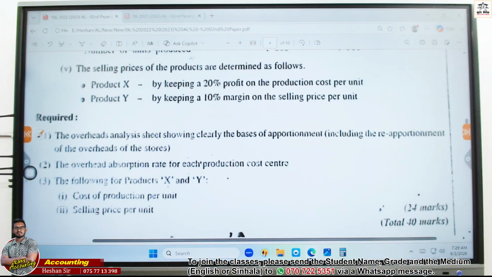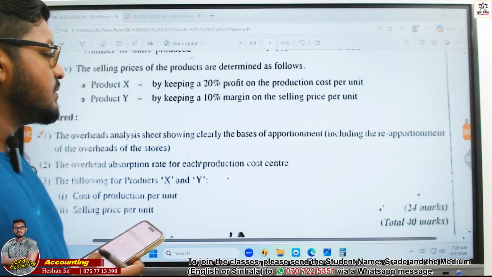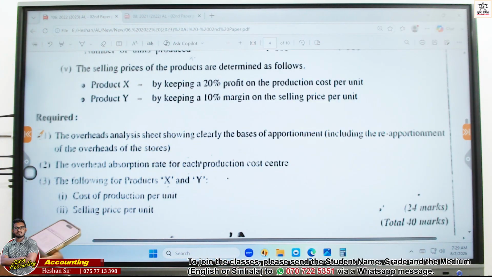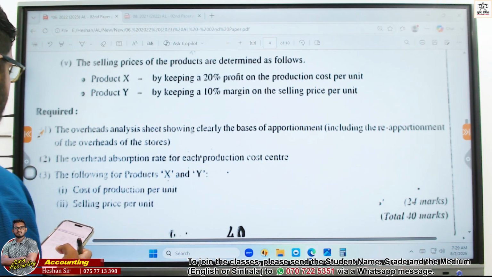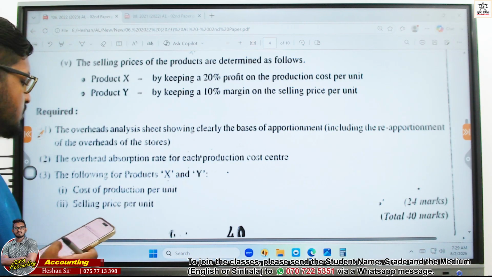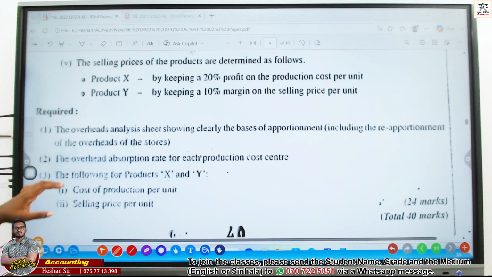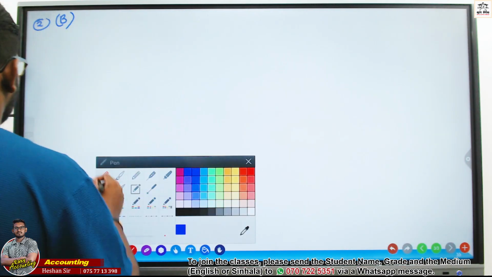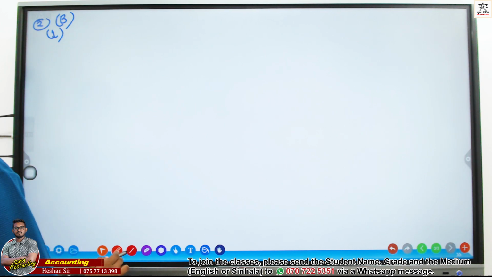So the overhead analysis sheet, showing clearly the base of apportionment, including the reapportionment of the overhead of the stores, the overhead absorption rate for each production cost center, and the following for product X and Y: cost of production per unit, selling price per unit, right? Let's prepare the overhead analysis sheet. Number 1, they are asking for the overhead analysis sheet.